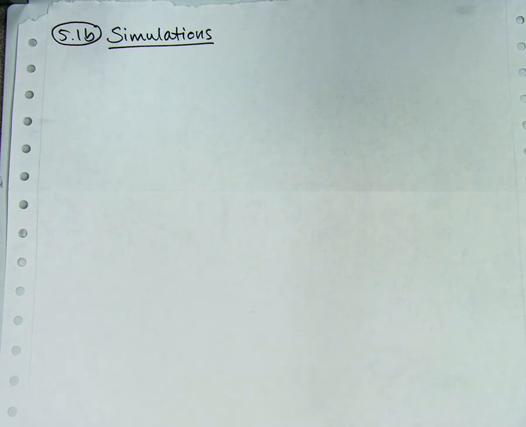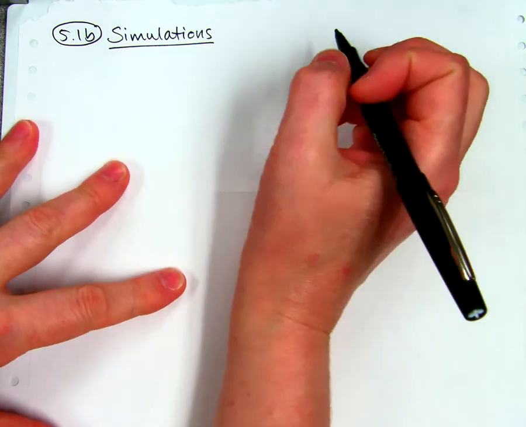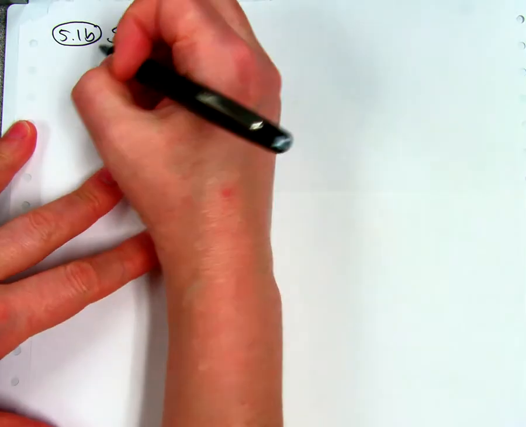Hello, stats class. Here's lesson 5.1b, which is about simulations. Make sure you spell it right. It's not stimulations, it's simulations. And we're going to learn how to do experimental probability in a big way.